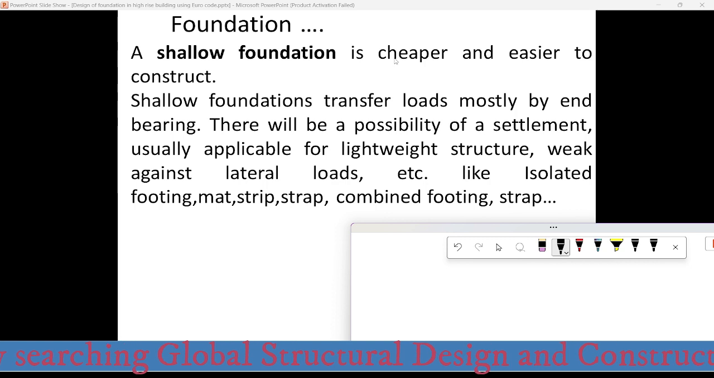When we say it is cheaper, it uses labor for the execution of the foundation. And it is also easier because we will not be using more mechanized systems, such as the drilling pile, the shotcrete machine or the anchor machine. In the case of shallow foundation, we will be using only labor, and sometimes some commonly available machines such as an excavator and loader. Shallow foundations transfer loads mostly by end bearing.